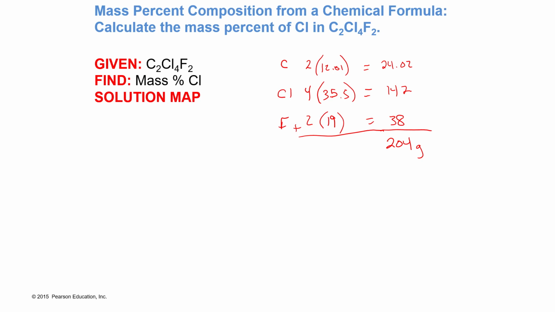So if we want to get the mass percent of chlorine in here, we're going to take the total mass of chlorine, which is 142, divided by the mass of the whole compound, which is 204, and we're going to multiply that by 100%. So 142 divided by 204, 69.6%. So the mass percent of chlorine in C2Cl4F2 is 69.6%.